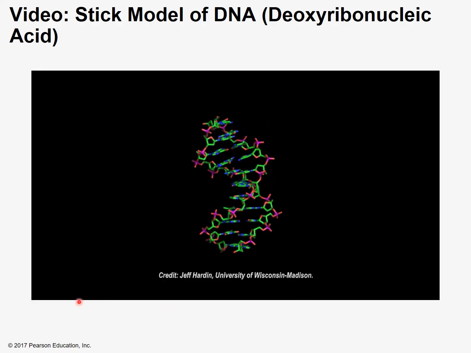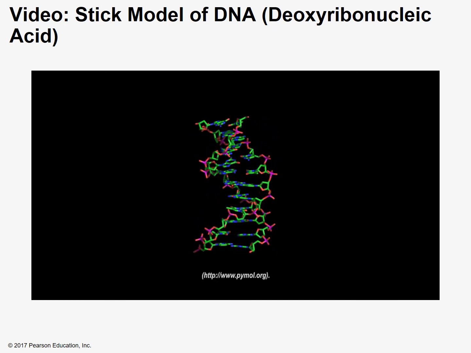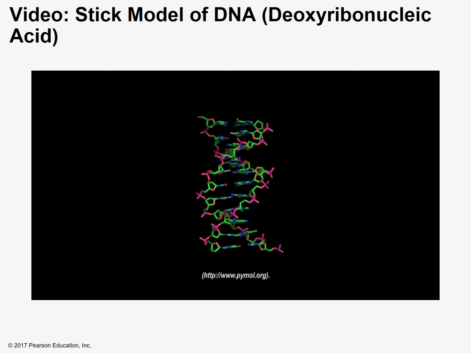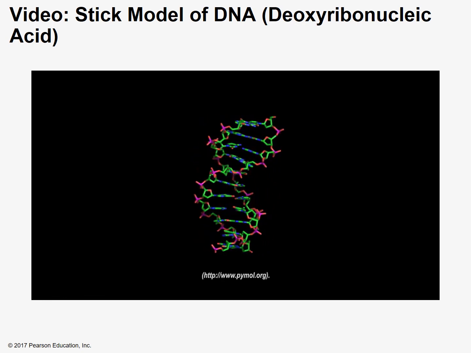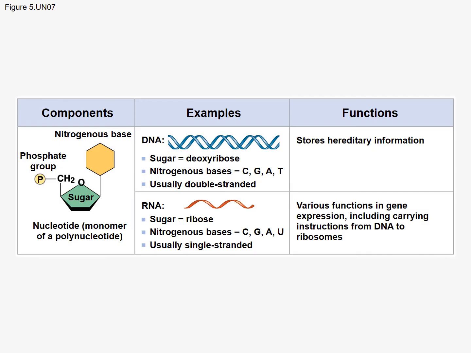Now let's take a look at the stick model of DNA. Let's see if we can get this working. All right. So we can see the overall structure of DNA, and you can see the major and minor groove, and you can see the nitrogenous bases, which are oriented about horizontal to each other if you have the DNA standing up on its end.